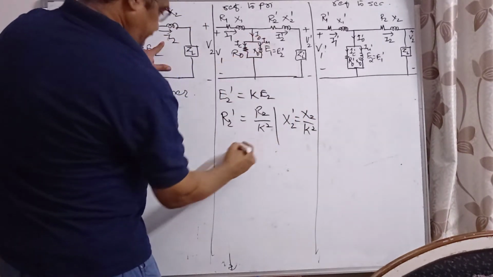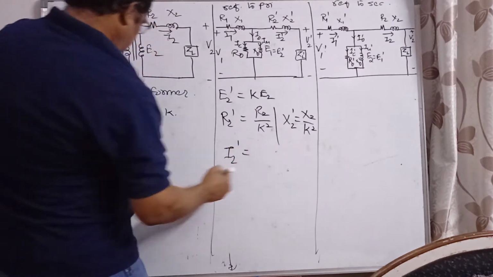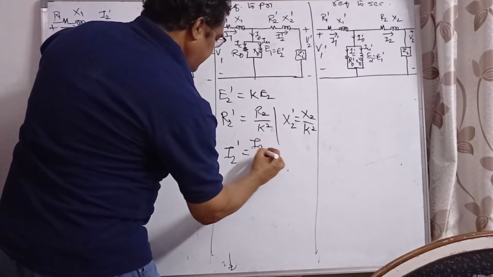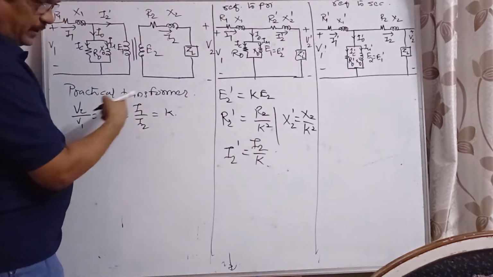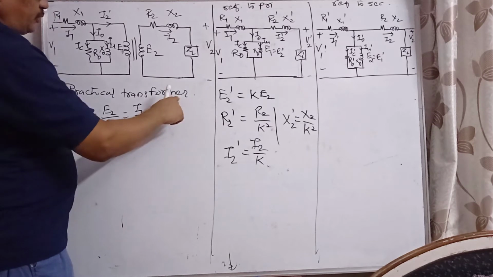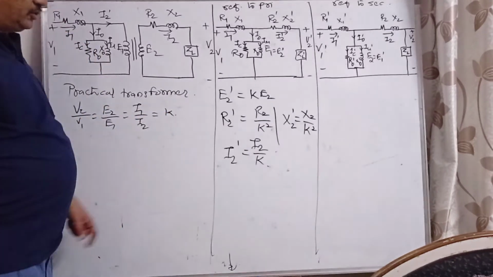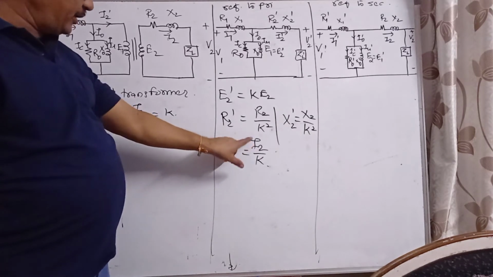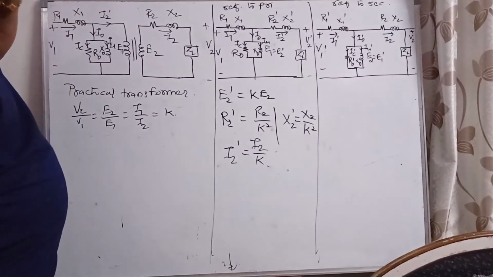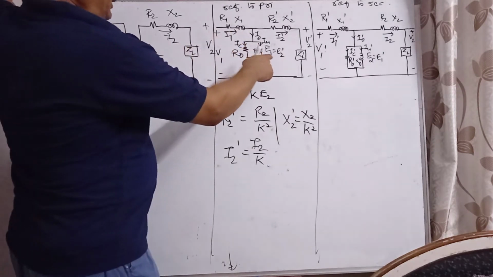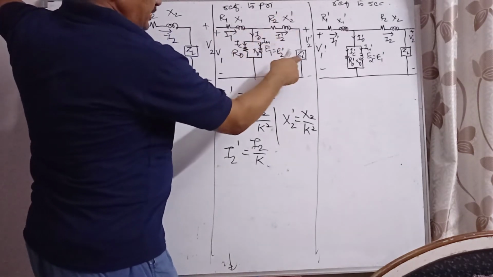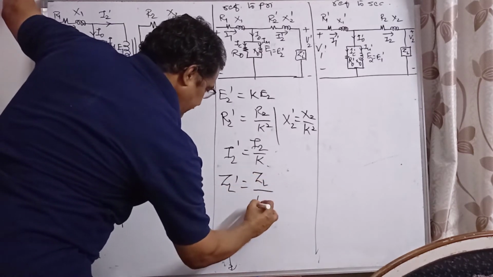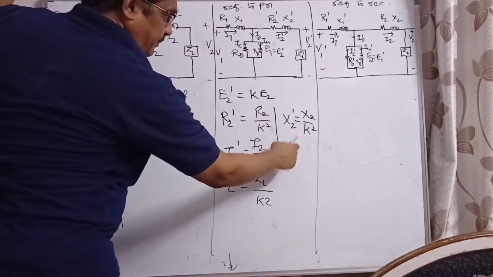I2 dash, K will be divided, I2 upon K. It is transferred to primary. If this I2 is taken to this side, K will be to this side. So I2 dash in terms of I2, not in I1. I1 by K, so here it is I2 by K. Right? E2 dash, R2 dash, X2 dash, I2 dash, ZL dash. ZL upon K square. Impedance is divided by K square.